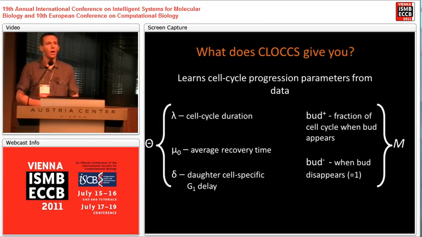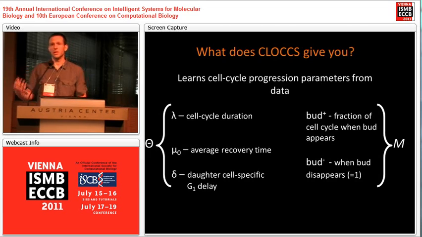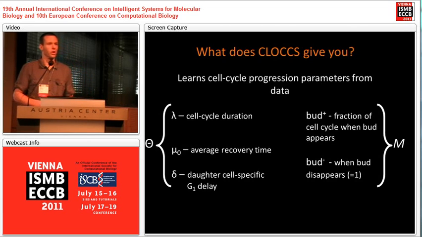So just to sum up the CLOCCS part, via an MCMC parameter inference scheme, we learn two sets of parameters from marker observations. The first, on the left, theta, deals with how the population moves through the cell cycle, how long they take to go through the cell cycle, and so on. The second set of parameters, m, deals with when these markers turn on and off, specifically the bud. And here we actually don't learn when the bud turns off, we just assume that to be the end of the cell cycle.